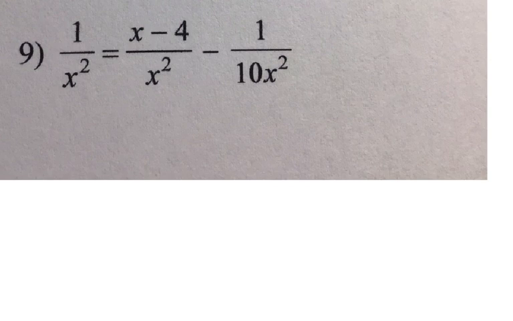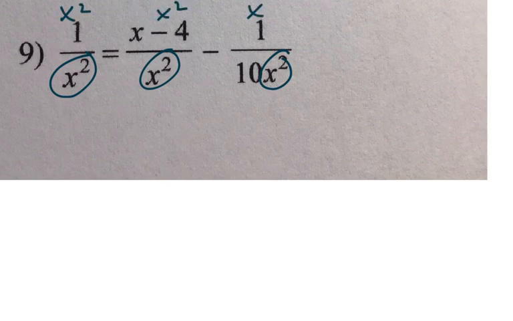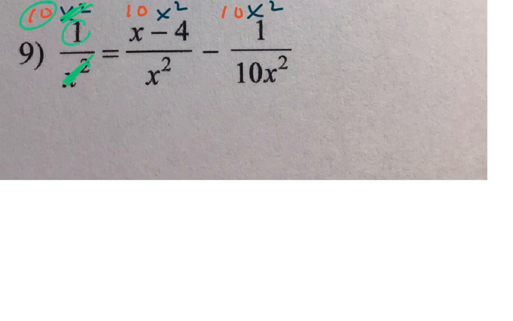Okay, let's try number 9. Notice how they all have x squareds. So we're going to times by x squared. Notice this one has a 10. Therefore, we're going to times everything also by 10. So the common denominator is a combination of individual little pieces that are factored from the denominators. So 10x squared is what I want. Let's see what happens here. The x squareds cancel. I just have 10 times 1, which of course is 10.